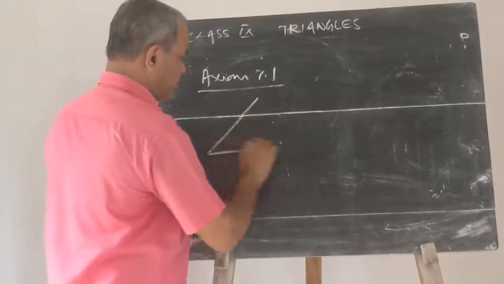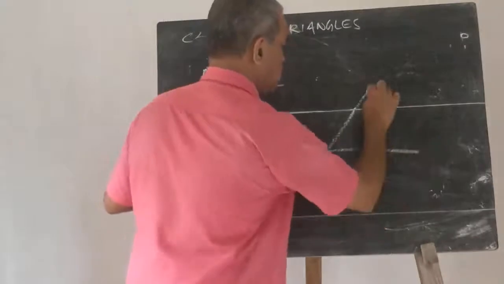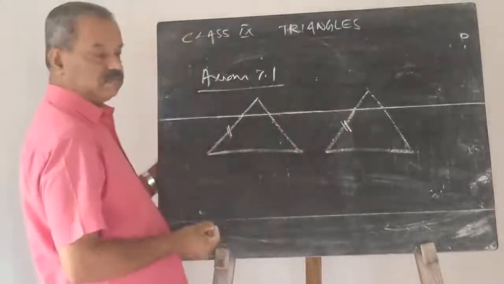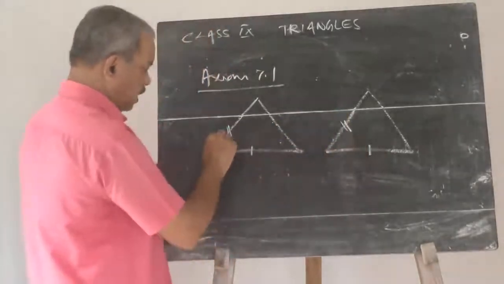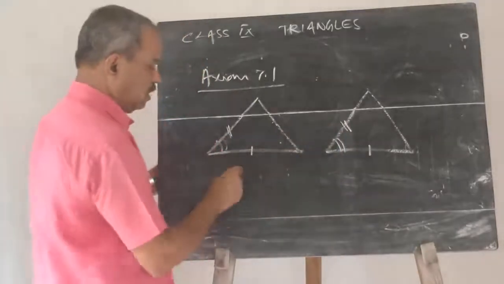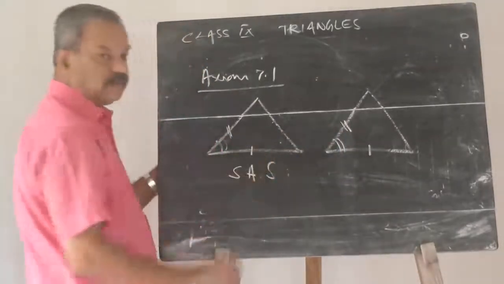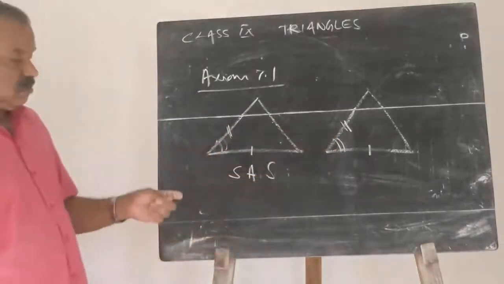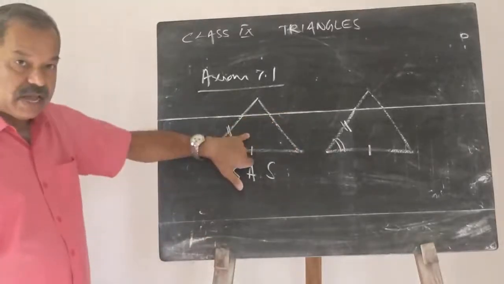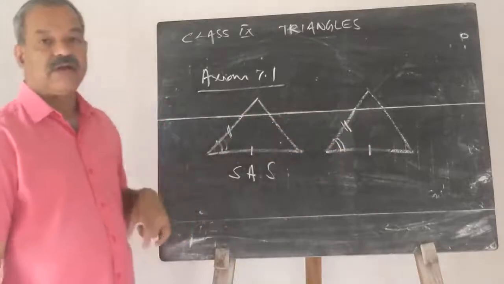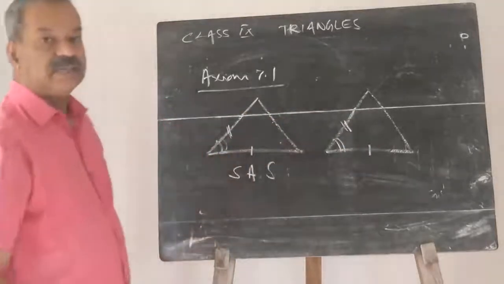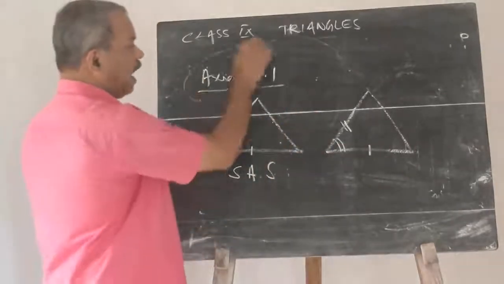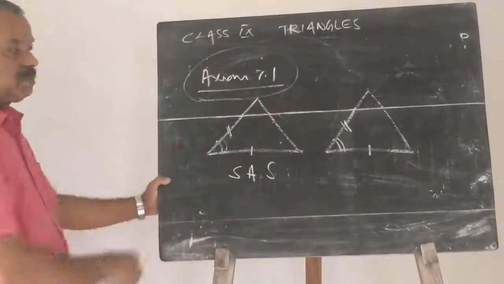In two triangles, suppose these two sides are equal, and these included angles are also equal. That is, side, included angle, side. If two sides and their included angle of one triangle are equal to two sides and their included angle of another, then we can say that the triangles are congruent. No proof is required for this result. So that is why it is called an axiom. We accept this result as such.